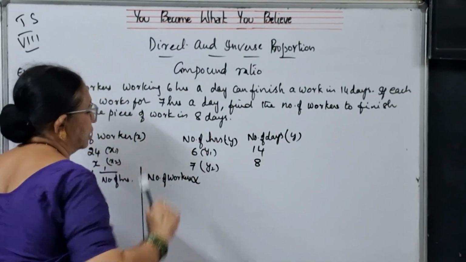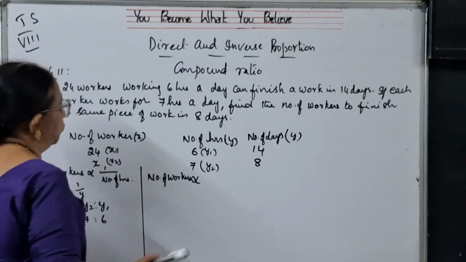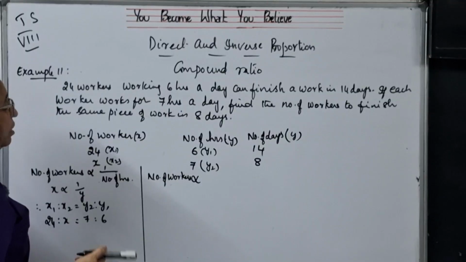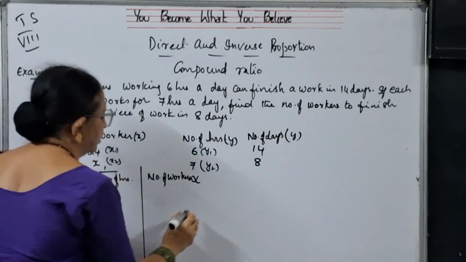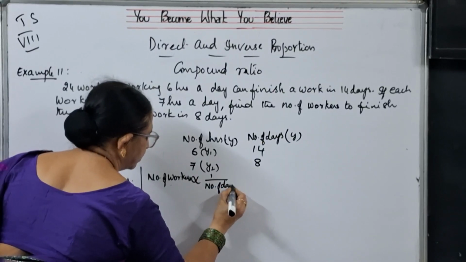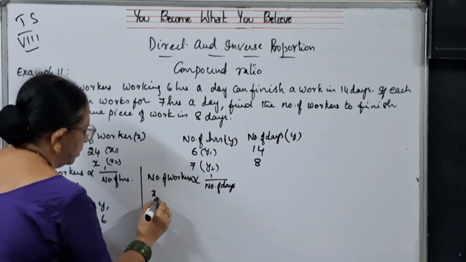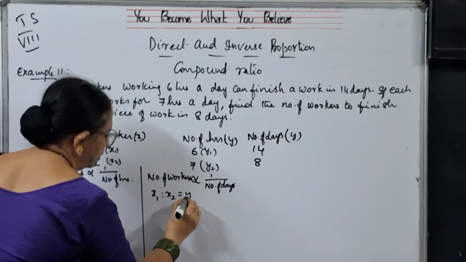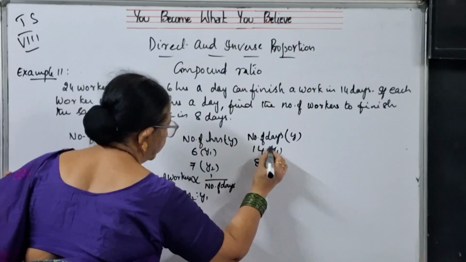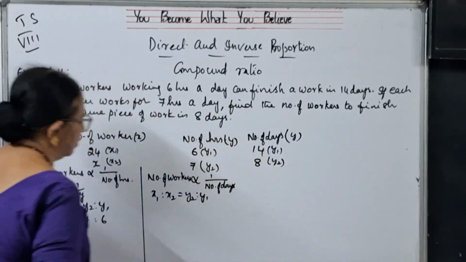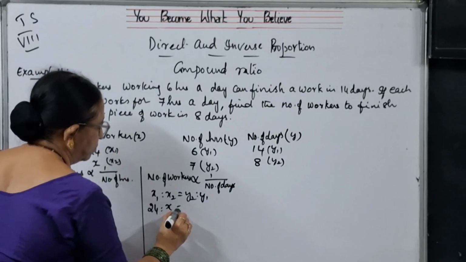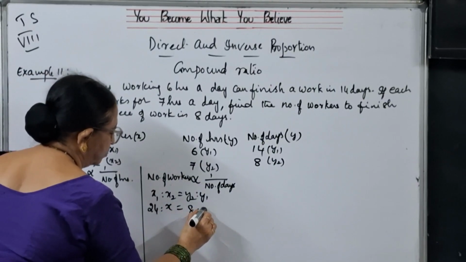If they work, they take more days to complete. If more workers are doing the same work, then within very few days they can complete. So the number of workers is inversely proportional to the number of days. So x1 is to x2 is equal to y2 is to y1. Here this is y1 and this is y2. So x1 is 24 is to x2 is x, is equal to y2 is 8 is to 14.